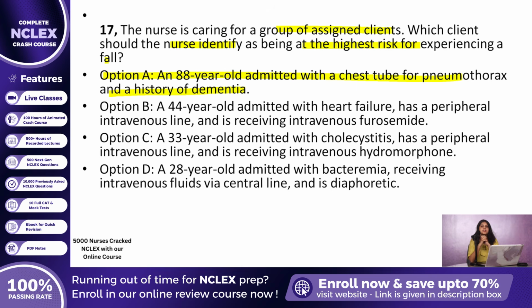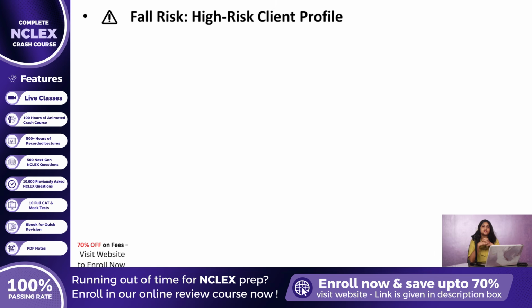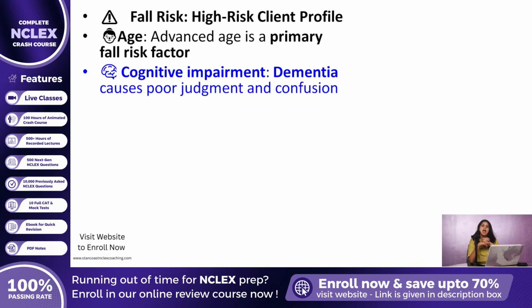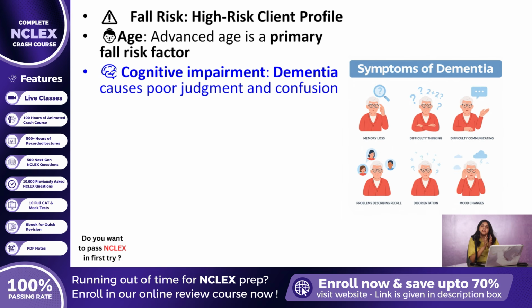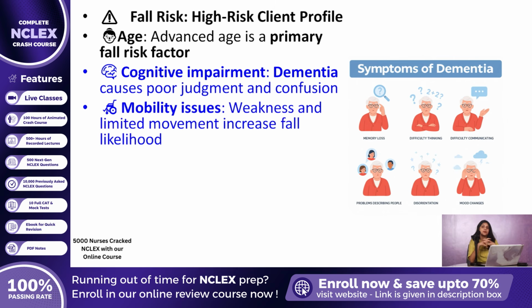Now, here is why this client is the highest risk. Age alone is a major fall risk factor, and when combined with dementia, mobility challenges, and the physical obstacle of a chest tube, the risk multiplies. These clients often have impaired judgment, confusion, and reduced strength, all of which increase fall likelihood.